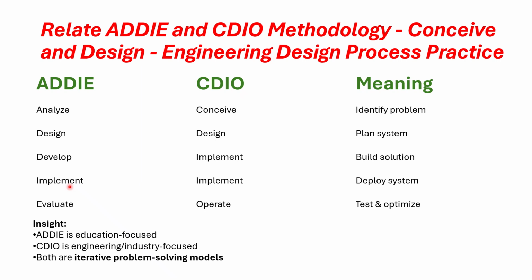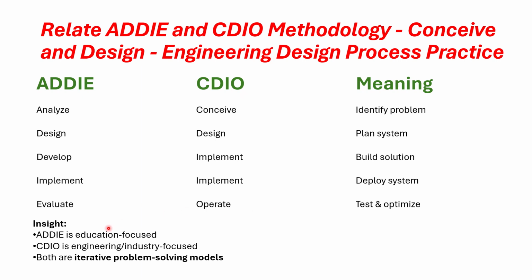And in the ADDIE model, the next phase is the implementation phase. The CDIO model also has an implementation, because after building, we need to deploy the system into a particular application. And the final is the evaluation phase, and in the CDIO model, the final is the operate phase. So evaluate and operate both have the meaning of testing and optimizing the system.